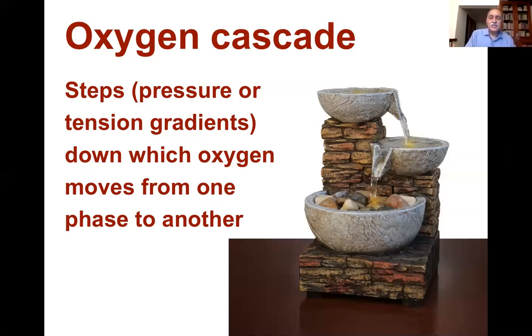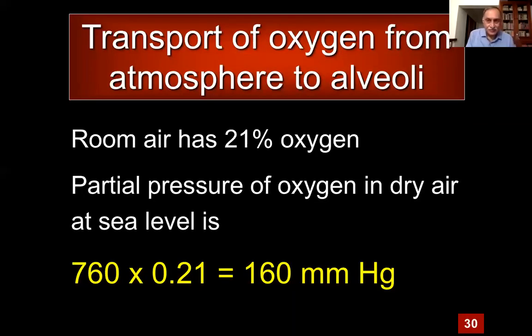Like you see here in this diagram, this is a water fountain that we normally find inside houses, and you have a circulation of water. It falls from the first tank here into the second to the third, and it's pumped up again here, and it keeps on continuing in the form of a cascade. So again, oxygen cascade is nothing but the various steps, those are the pressure or tension gradients down which oxygen moves from one phase to another. Now we shall first examine how atmospheric air reaches the alveoli.